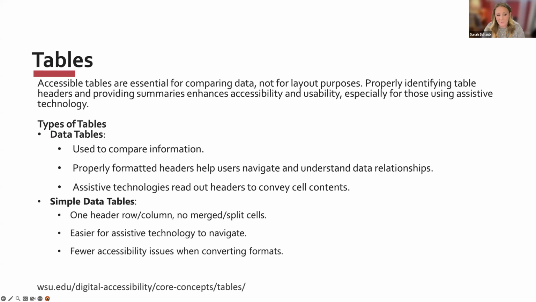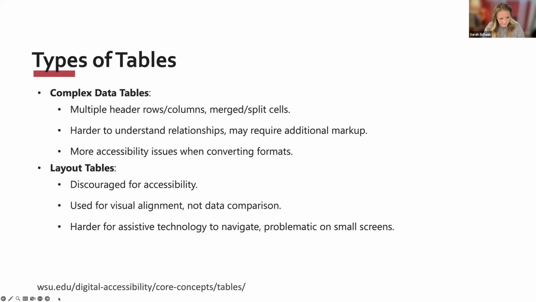Complex data tables have multiple header rows, merged or split cells, and are very challenging to make accessible. It's harder to understand the relationships between the header and the content within the cells. And so it can provide a really confusing experience for somebody using assistive technology. They more than likely will not be able to follow the data in a complex data table. And it'll also cause more accessibility issues when converting into different formats.